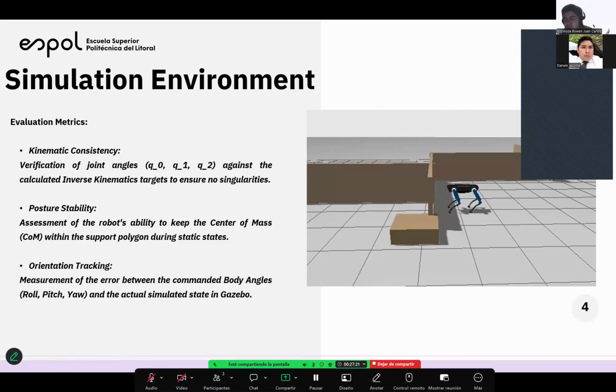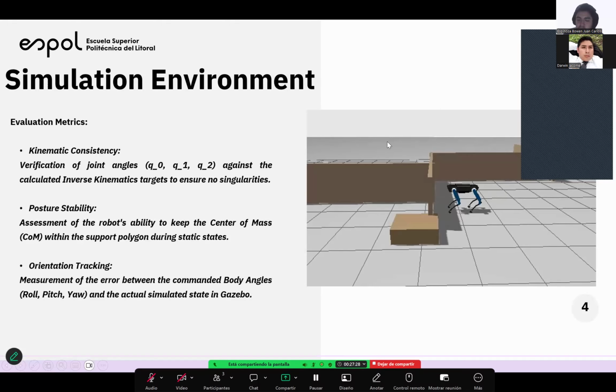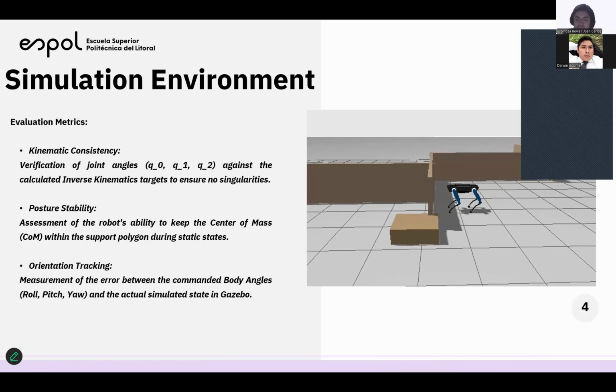To validate our math, we define specific evaluation metrics in our simulation environment. We check for kinematic consistency to avoid singularities, posture stability to ensure the center of mass stays within the support polygons, and orientation tracking to measure the error between our commands and the robot's actual state.